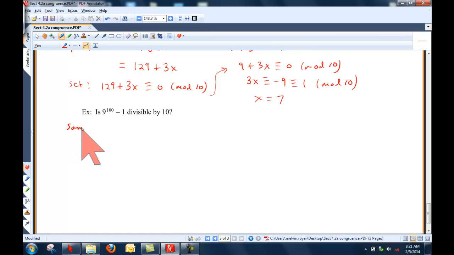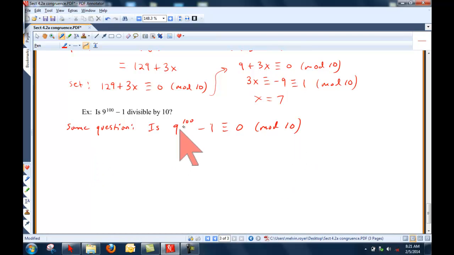Let's recast this a little bit. It's the same question. Is 9 to the 100th power minus 1 congruent to 0 mod 10? That's what it takes to be divisible by 10.